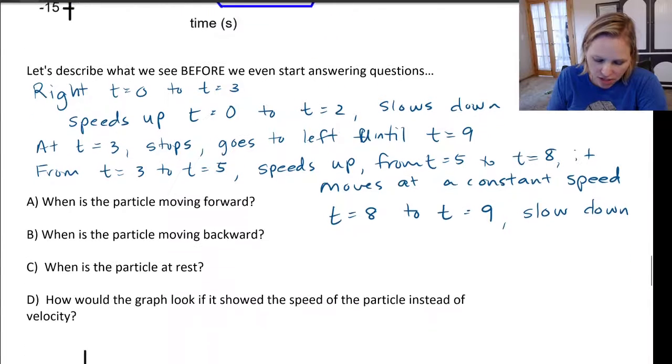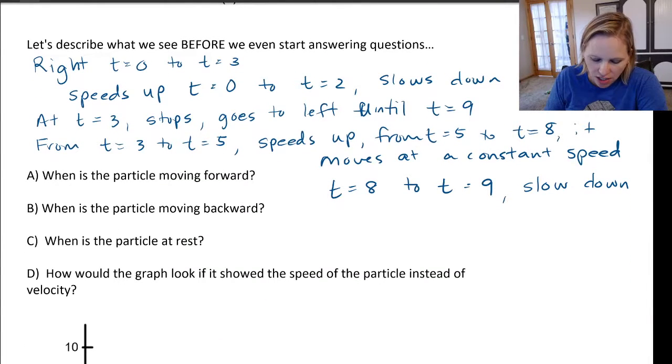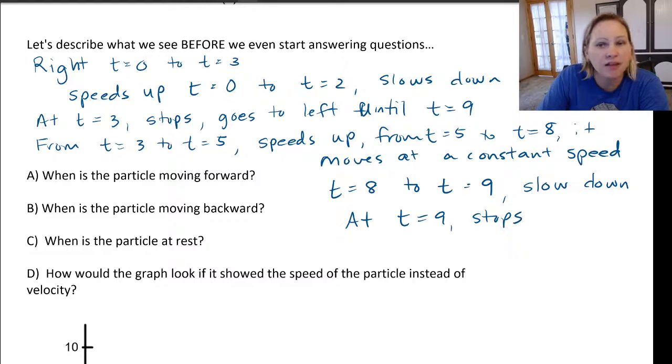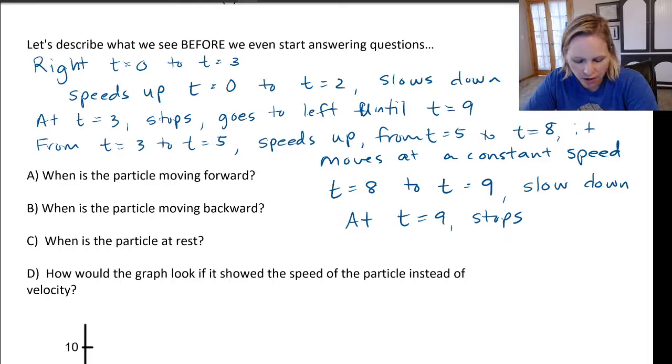So we just answered all of these questions, and we talked about when the particle is at rest. So at t equals 9, it stops, and it just kind of hangs out there. So we addressed when we're moving forward, backward, and when we're at rest.